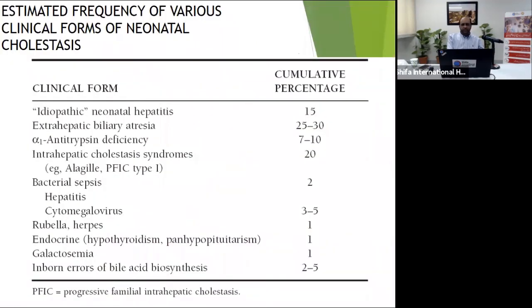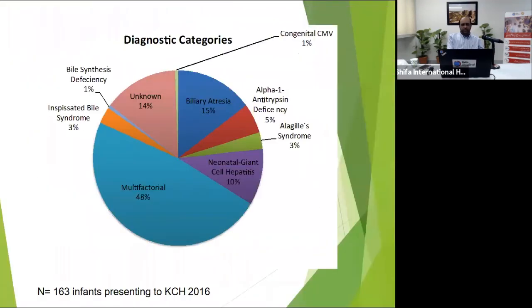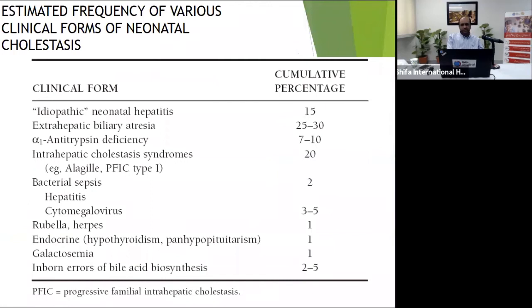This is one from King's College Hospital. The data is a published one, showing the different variants of cholestasis, the idiopathic neonatal hepatitis and biliary atresia, and their percentages. We can see that idiopathic neonatal hepatitis and extrahepatic biliary atresia are in the upper range and all others are in lesser proportion.